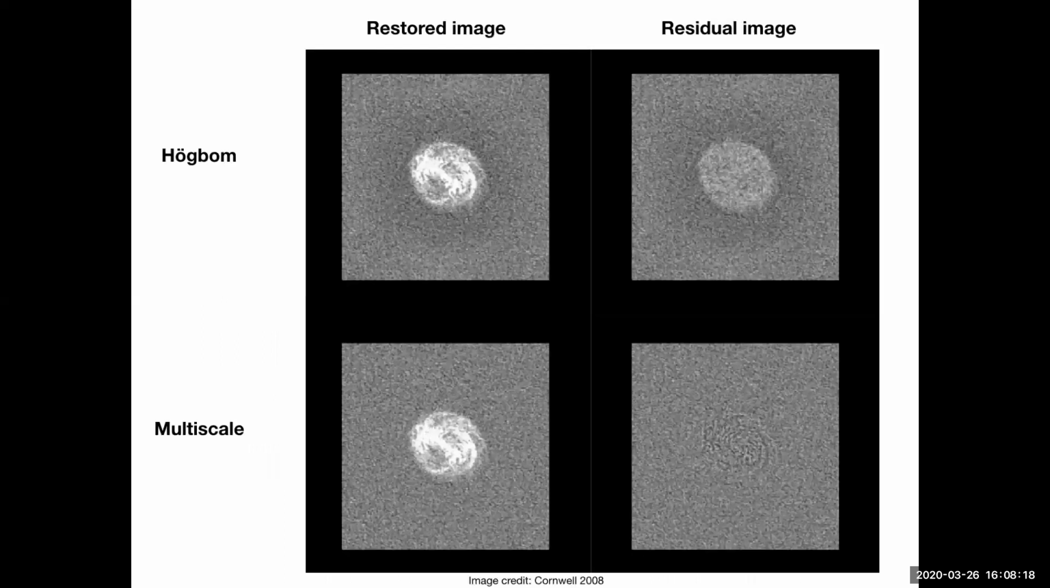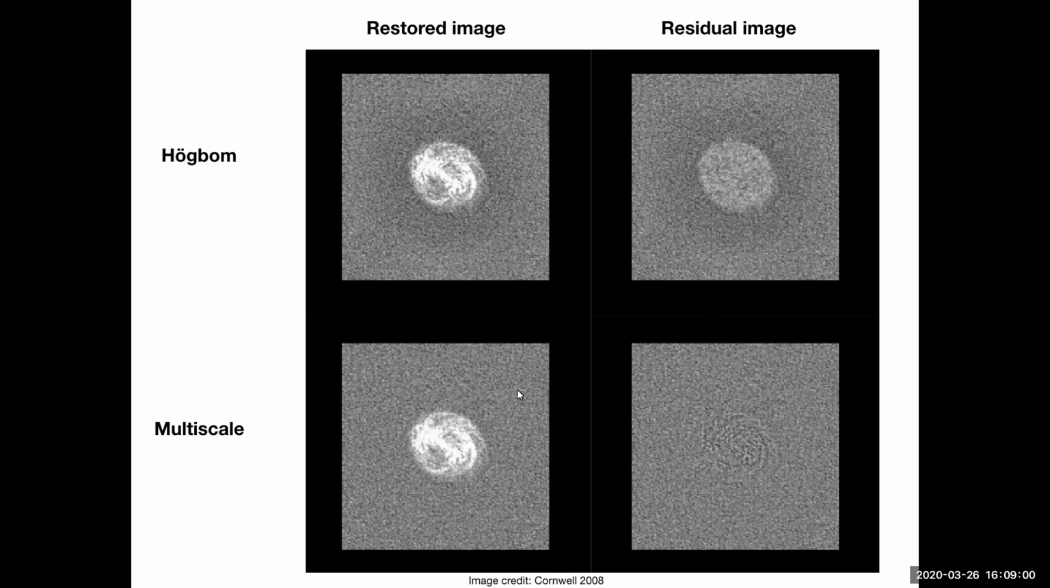And so this is an example from the original 2008 paper, where on the left we can see the restored image created by these clean algorithms between the traditional Högbom clean and the multiscale. And on the right is the residual. So this is the flux not captured in the clean component model. And so you can see the Högbom clean leaves a lot of diffuse emission present. It's below the clean threshold, but there's a lot of signal there. And if you were to basically integrate over the full thing, a lot of the flux density is in this diffuse emission. And the multiscale clean is able to capture that.